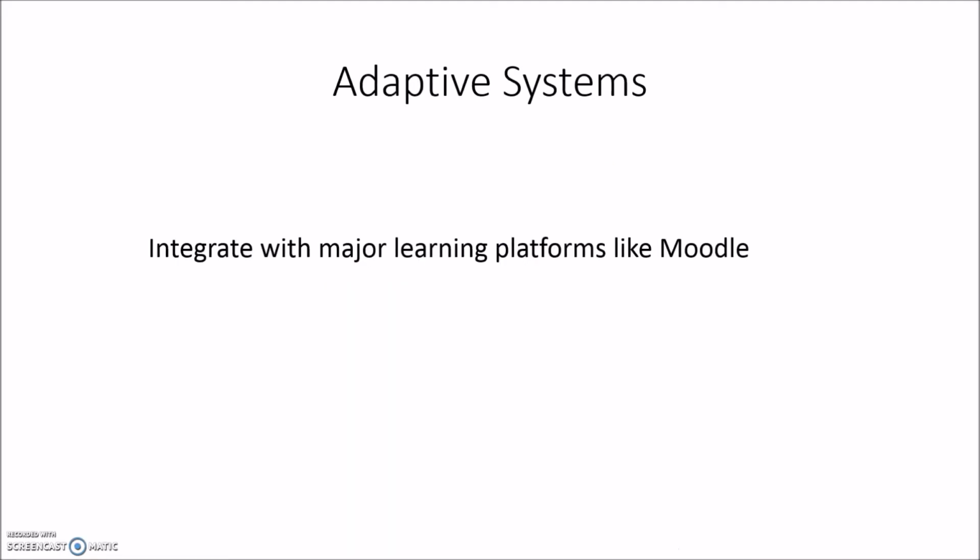So, one thing I would like to throw out there is that adaptive systems integrate with major learning platforms like Moodle, what we use at UCLA, and that could be useful, so it seamlessly integrates. It's just another part of the regular CCLE website that we are already so familiar with.